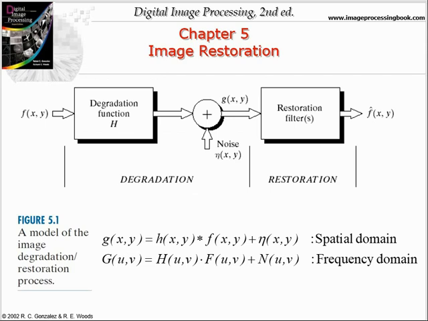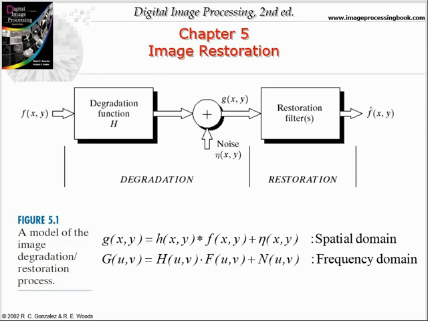We model image degradation as an operator, capital H, that, together with an additive noise term, operates on an input image f of x, y to produce a degraded image g of x, y. Given g of x, y, some knowledge about H and some knowledge about the additive noise term η of x, y, the objective of restoration is to obtain an estimate f cap of x, y of the original image. We want the estimate to be as close as possible to the original image, and in general, the more we know about capital H and small η, the closer f cap of x, y will be to f of x, y.